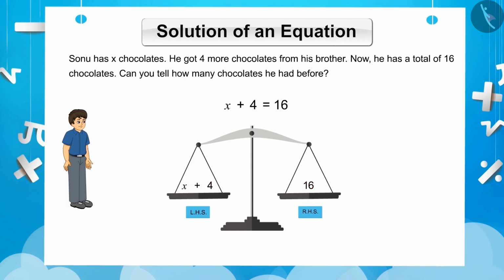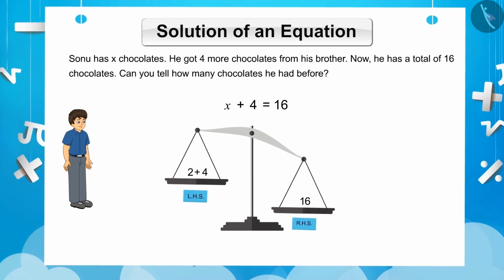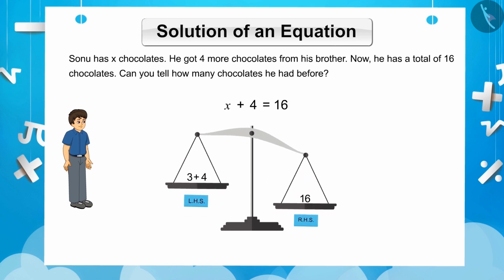While solving this equation, you have to keep in mind that the values of LHS and RHS remain equal, which will keep our equation balanced. Let us put 1, 2, 3, etc. in the place of x. As you can see, LHS and RHS are not equal in these situations. This means none of these is the correct value for x.